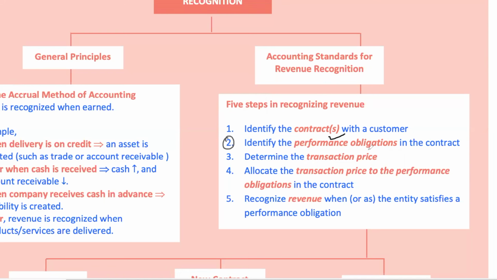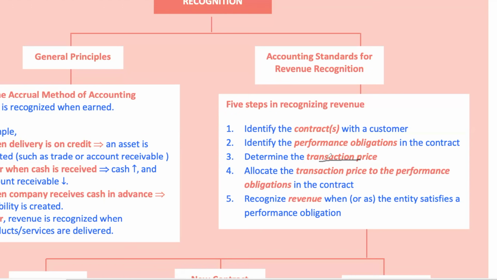Step two: identify the performance obligations in the contract. Performance obligations are promises within a contract to transfer distinct goods or services. A good or service is considered distinct if it can be used independently or with other readily available resources. Each distinct obligation must be accounted for separately.